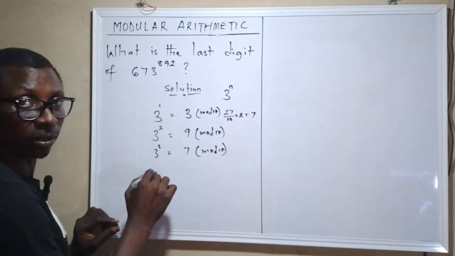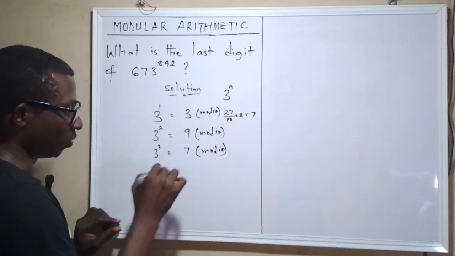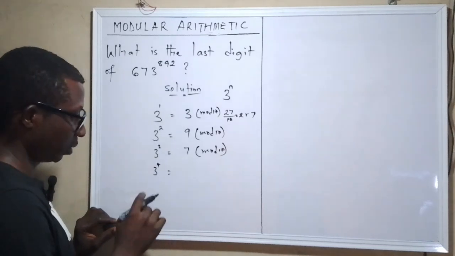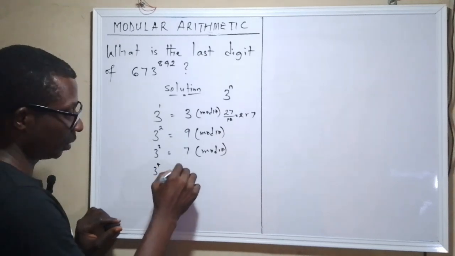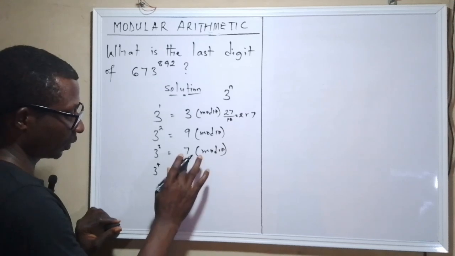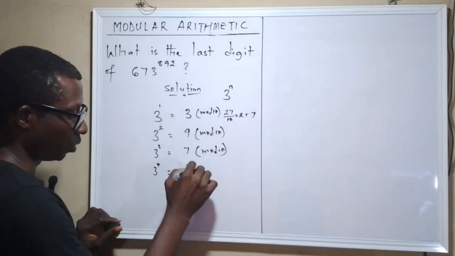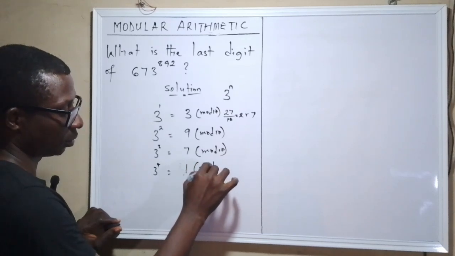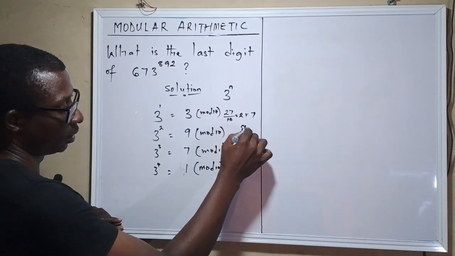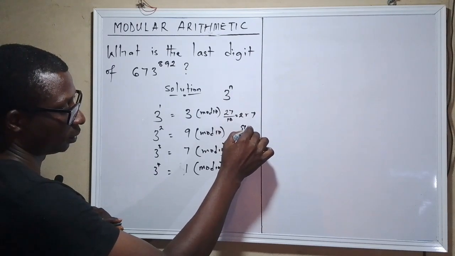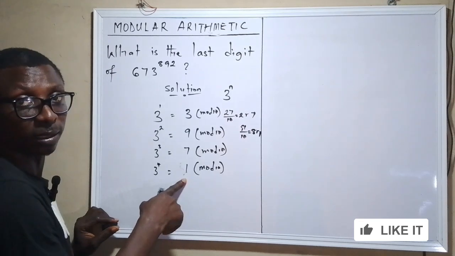Okay, now let's look at another one. We have 3 raised to the power of 4 in mod 10. So 3 raised to the power of 4 is going to be 81. So 81 in mod 10 is going to be 1, because we have 81 divided by 10. It's going to give you 8, sorry, remainder 1. So 1 is the answer.